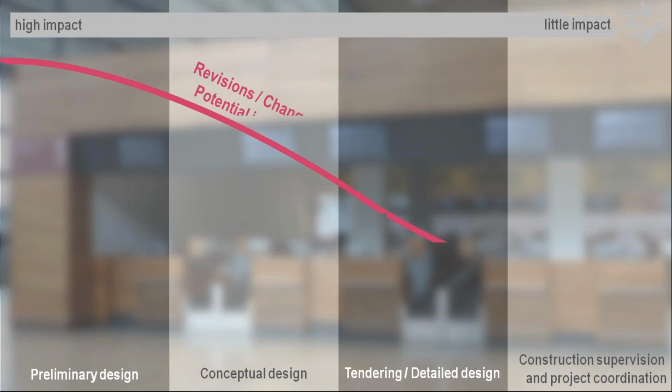Let's take a closer look at the design phases of an object, starting with the preliminary design up to the construction supervision and project support. First, we take a look at the possibilities of making revisions or changes. At the beginning, we still have a relatively high influence on performing changes. However, this changes significantly with the construction progress, and during the execution phase, we have almost no possibility of performing changes, since the object is already under construction.